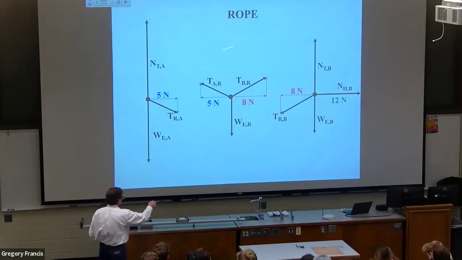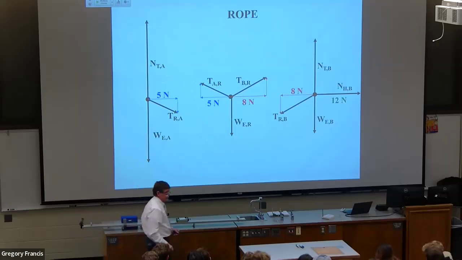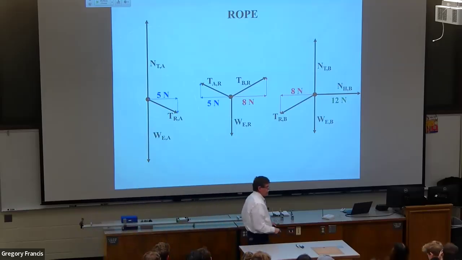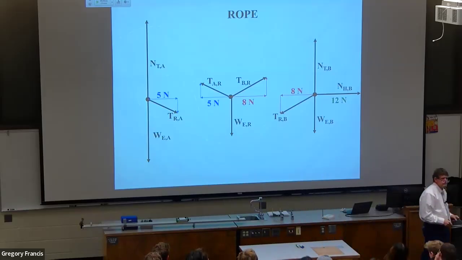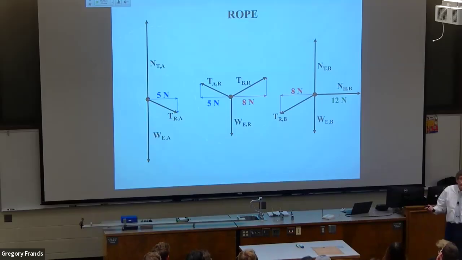What's the net force on the rope? Tell your neighbor real quick. What's the net force on the rope? Shout it out. 3. And actually, you should say 3 newtons to the right, because I got 8 to the right, 5 to the left. That's a net of 3 to the right. And the net force on B is 4. 12 to the right, 8 to the left is a net of 4.